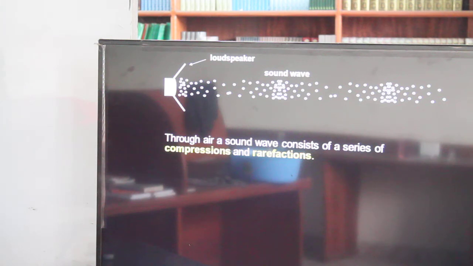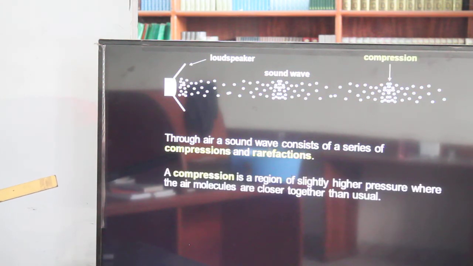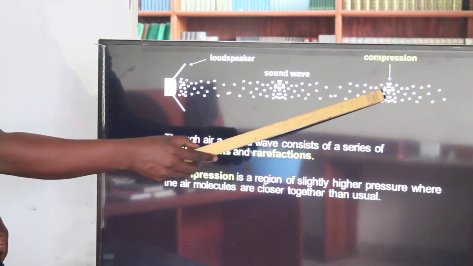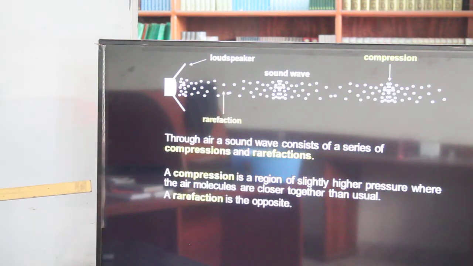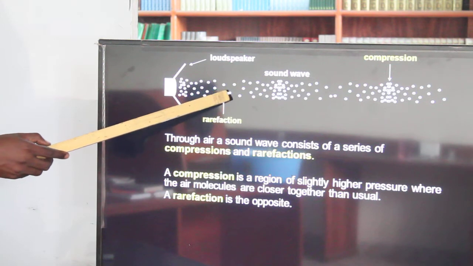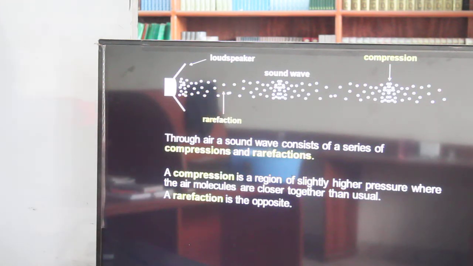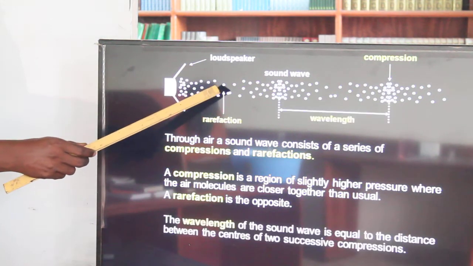So for example, we put the loudspeaker to give out the sound. What will happen is there will be regions where the particles of air are close to each other, like here, that will be the compressions, and then there will be regions where the particles of air will be very far from each other, like here, and that's what we call the rarefactions. So a compression is a region of slightly higher pressure, where the air molecules are closer together than usual. Rarefaction is the opposite, where the particles of air are farther apart than would be expected.